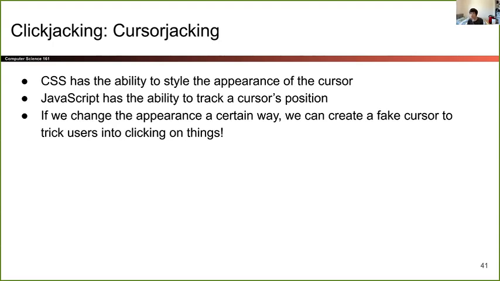CSS has the ability to style the appearance of a cursor. So if you've gone on some websites and your cursor turns into maybe a hand or a heart, that would be CSS changing the appearance of your cursor. And again, the JavaScript can track the position of your cursor. So if we tweak the appearance in just the right way, we can actually create a fake cursor and trick users into clicking on things.